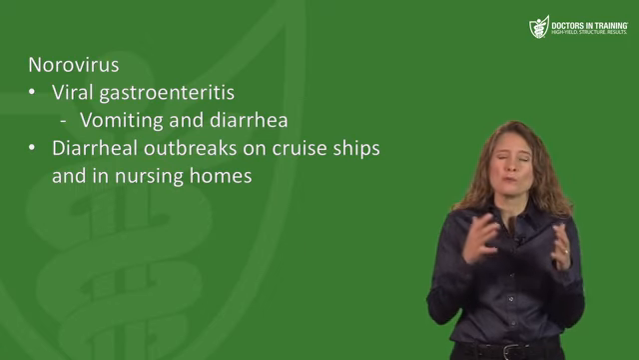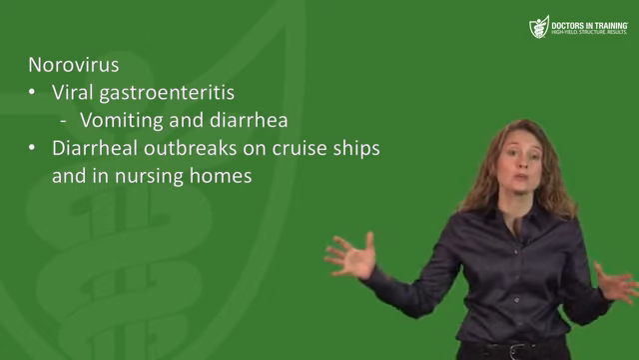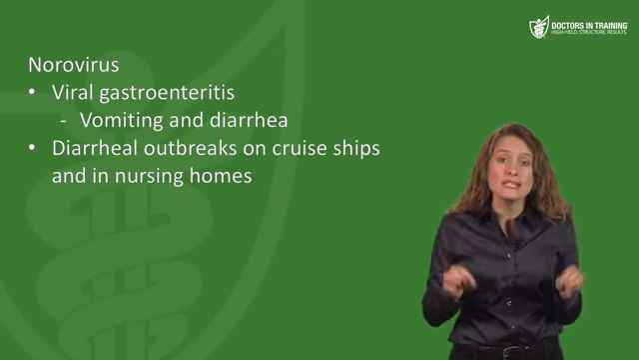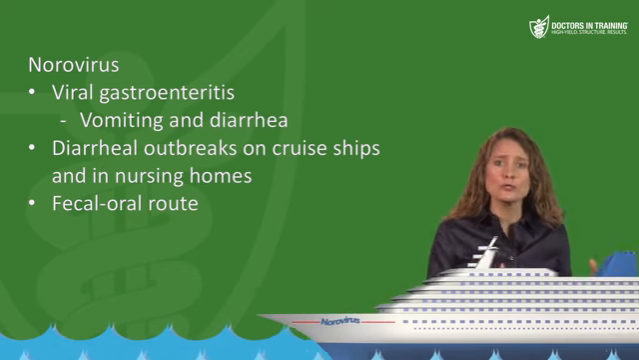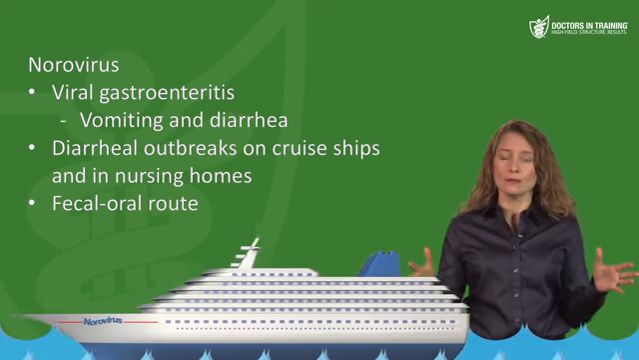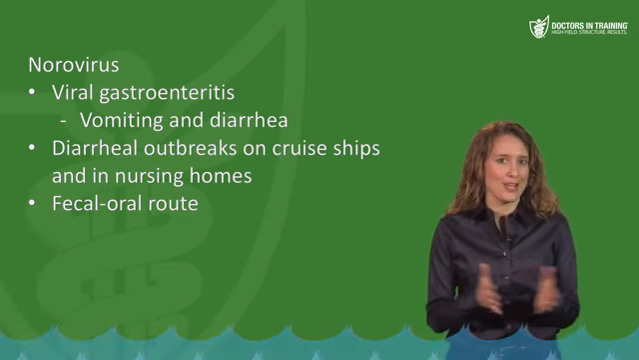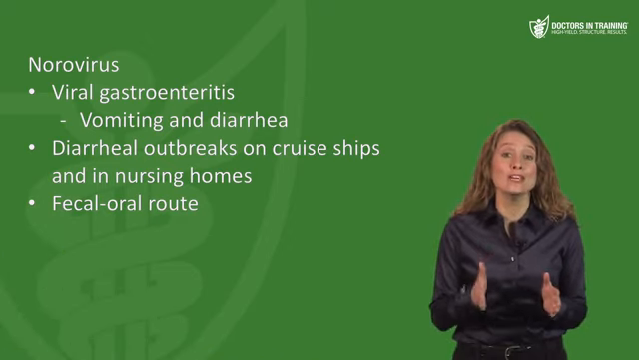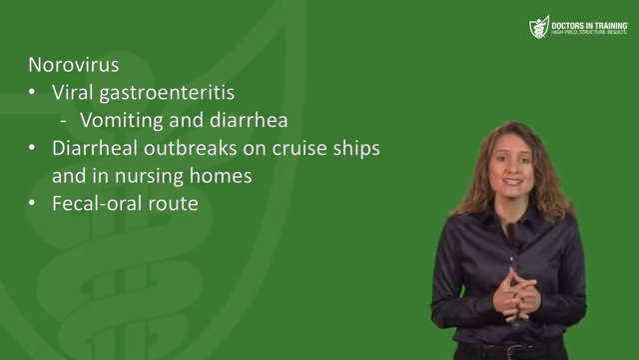These are well known for point source outbreaks, where one person initially gets it and then can spread it to multiple people around them. These are the viruses that are responsible for diarrheal outbreaks that you hear about on cruise ships and in nursing homes. Oh, well, looky there, how convenient, the norovirus cruise ship. Norovirus is spread through fecal oral route primarily, but vomitus appears to spread the virus quite nicely as well.